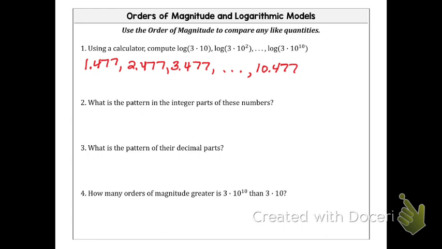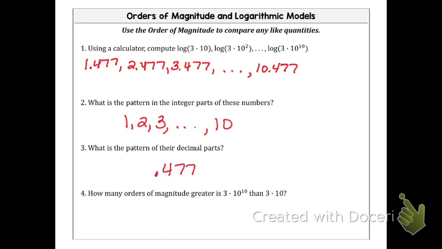So it says what pattern is in the integer parts of these numbers. So remember your integer parts before the decimal. So we can see it's just 1, 2, 3, and it keeps going all the way to 10. What is the pattern in the decimal parts? It's the 0.477.